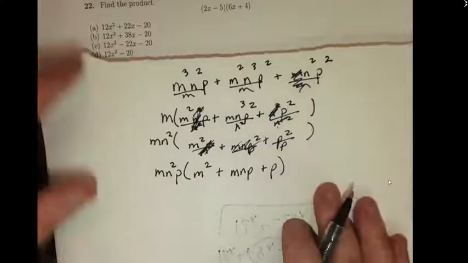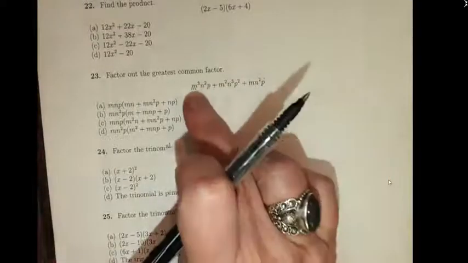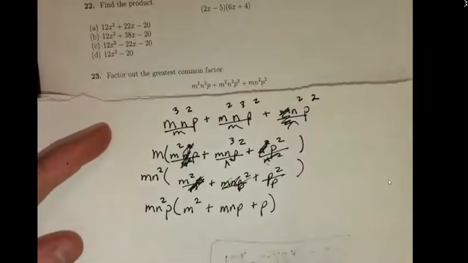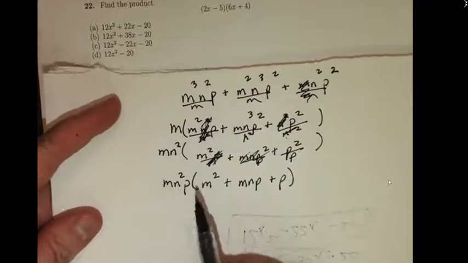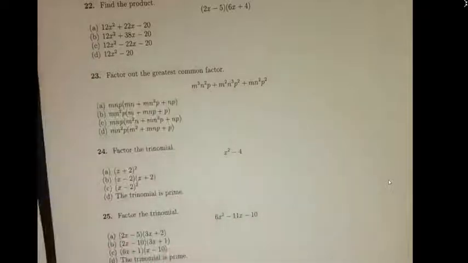Okay, now what is it asking me for? It's saying factor out the greatest. Okay, if it had asked me what is the greatest common factor, then the answer would be what's out the front there. But it wants just what I get when I factor.